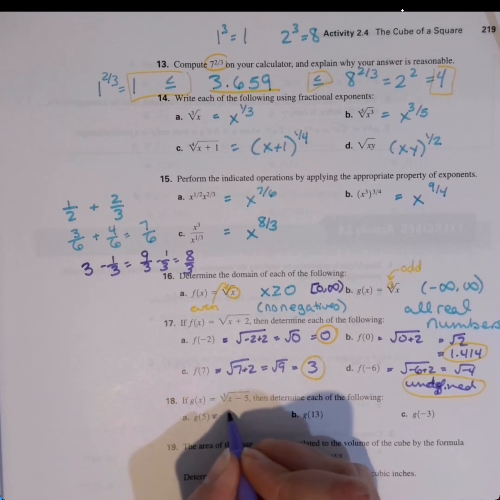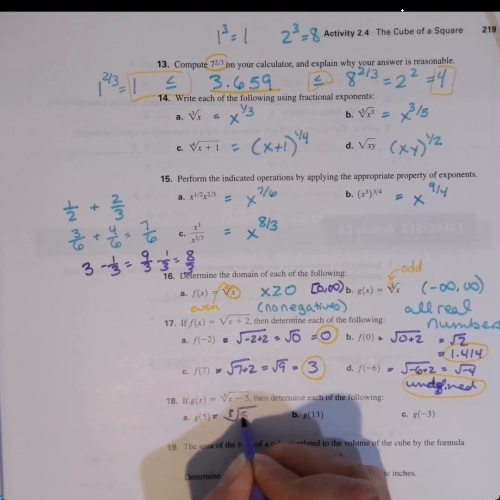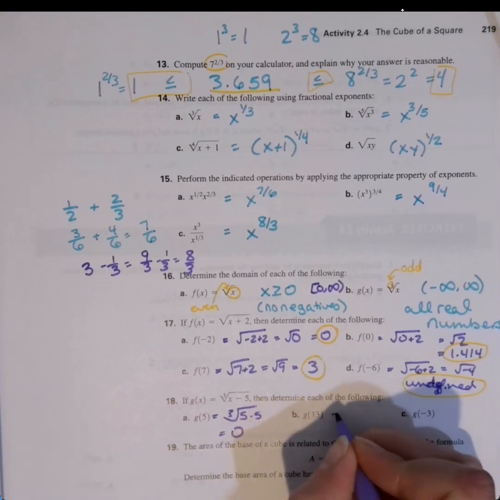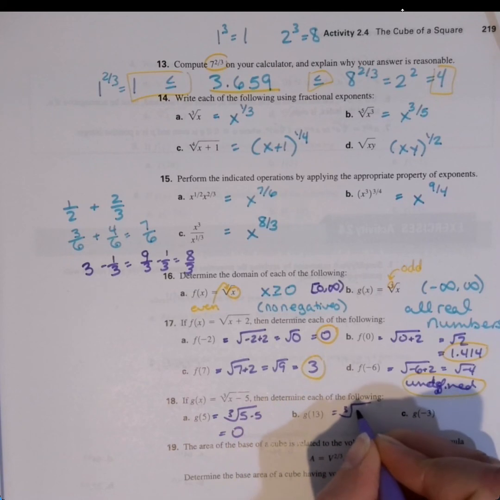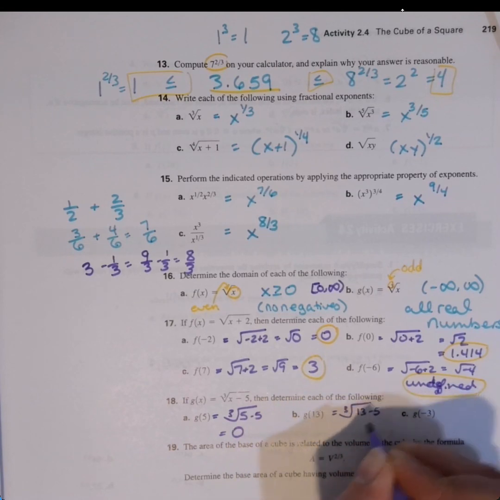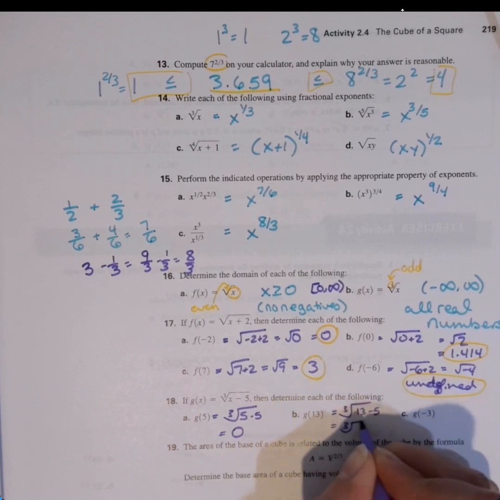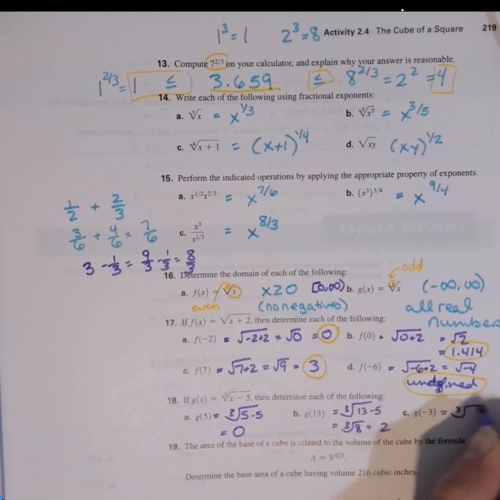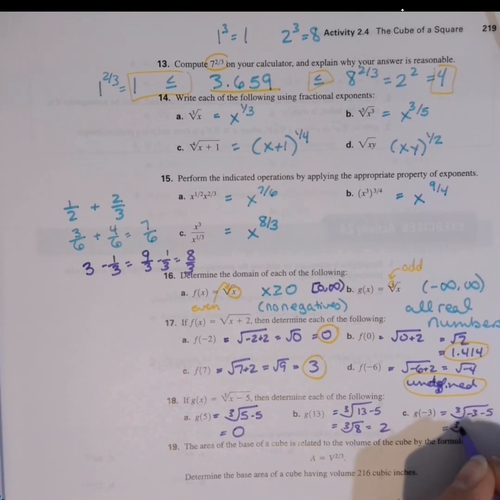So first, the cube root of 5 minus 5, that's the cube root of 0. Cube root of 0 is 0. Then I'll have the cube root of 13 minus 5. That's the cube root of 8, and the cube root of 8 is 2. And the cube root of negative 3 minus 5, that's the cube root of negative 8, and that's negative 2.